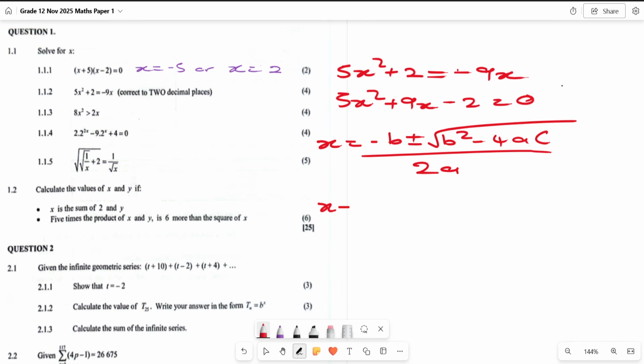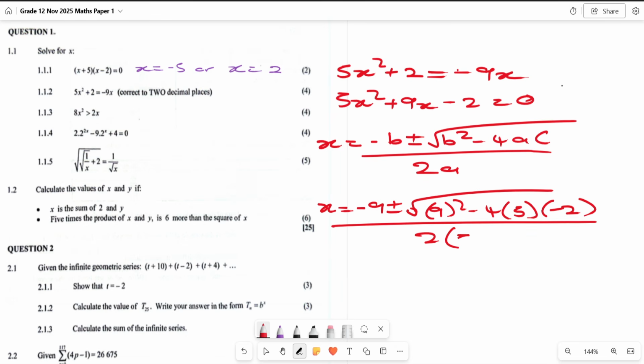We're going to have x is equal to minus, our b is 9, plus or minus, what is under that root sign? We're going to have 9 squared minus 4. Our a is 5, and what is going to be our c? Our c will be minus 2. Therefore, we're dividing this by 2 times 5.